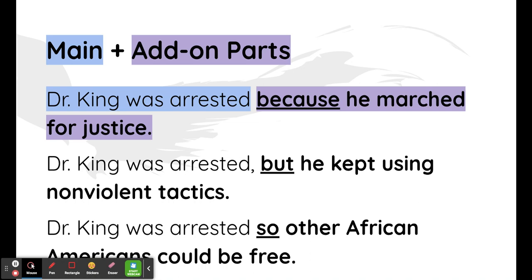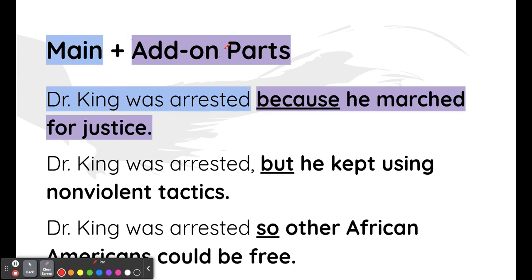Now, this is where things get a little more interesting. So Dr. King was arrested. We could put a period right here, right? Dr. King was arrested, period. We would have our subject, Dr. King, and we'd have our predicate, was arrested. That's a perfectly fine sentence. Has a subject, has a predicate, and it makes sense. But remember, we want to start adding on to make our sentences more interesting and more complex.